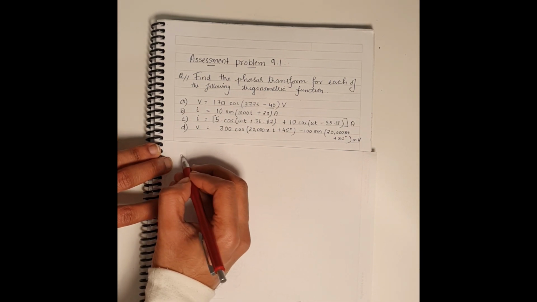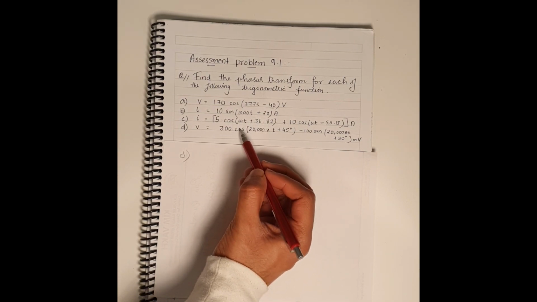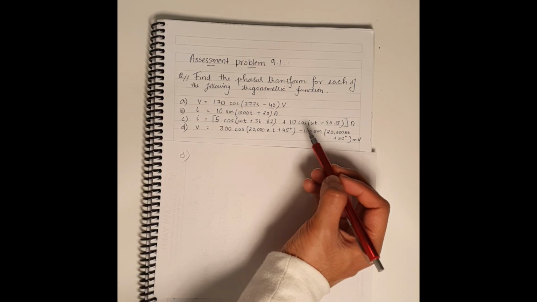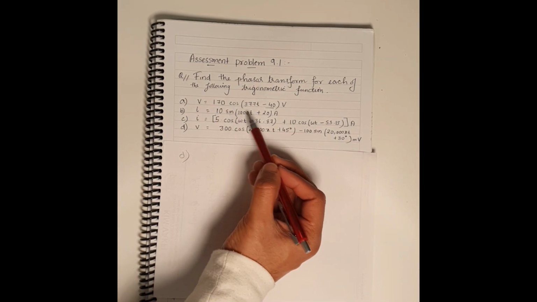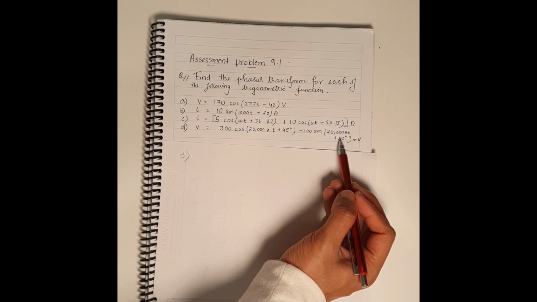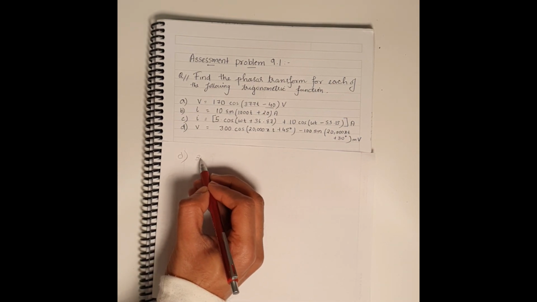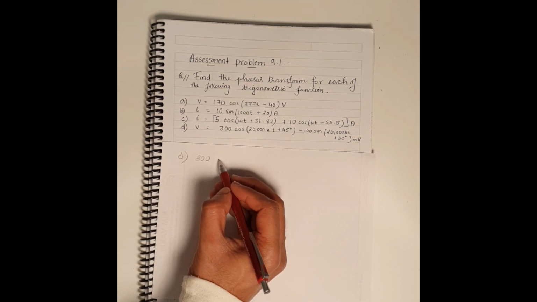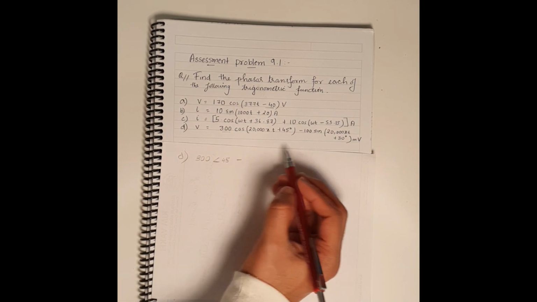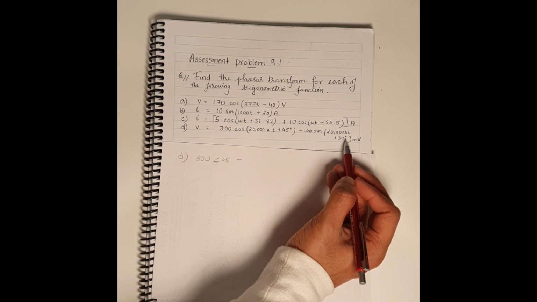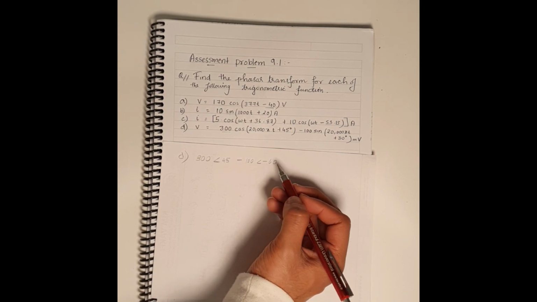Just like C, we will solve D. The difference between C and D is that the first two parts are the same, but there's a minus here and a plus here, and in the second part we have 100 sine, which we have to convert to cos, just like we did before, by subtracting 90 degrees. Let's write the answers. 300 is Vmax, and 45 degrees is the phase angle. And when we convert sine to cos, we subtract 90, so the phase angle will be minus 60, with magnitude 100.